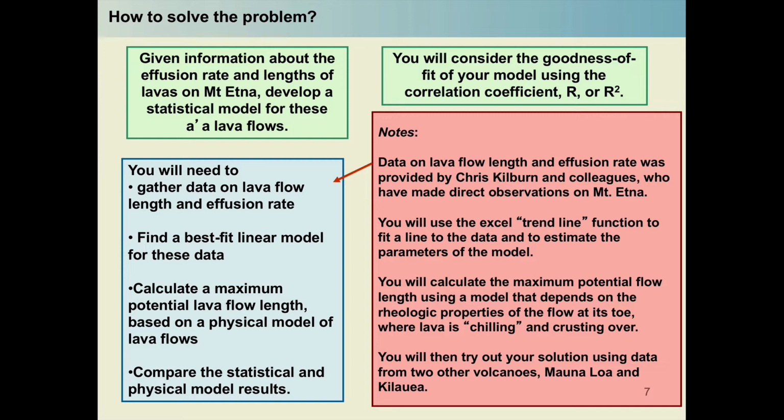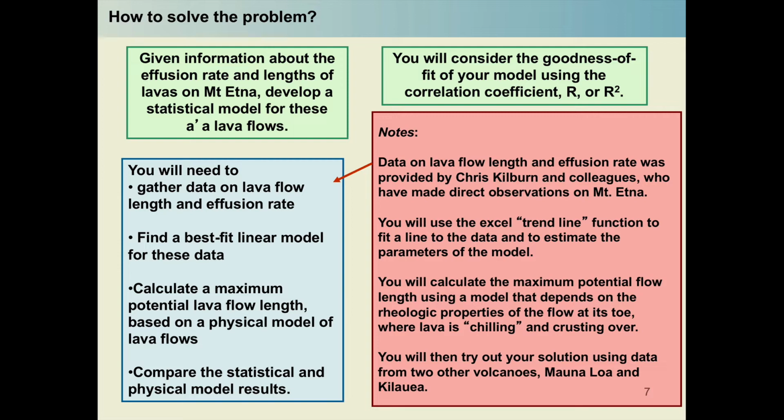So you're going to need to gather data on lava flow length and effusion rate, although that'll be given to you for this homework assignment, except you're going to be asked also to develop your own effusion rate based on the video that's linked in Blackboard. You'll find a best fit linear model for these data, so you can have a line fit, and then the model that you derive from that line will give you a way to estimate lava flow length from effusion rate.